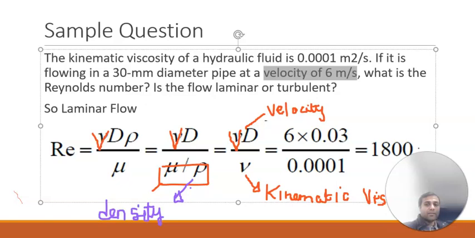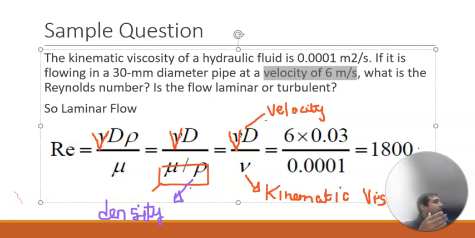And the velocity is 6, and the diameter is 30 millimeters. We need to convert that into meters. We put that in the calculator, and we will get a Reynolds number. Because this Reynolds number is a lot lower than 2000, which is 1800, it means this one is going to be laminar flow. If it's around 2001, 2003, more than 2000, we don't know.